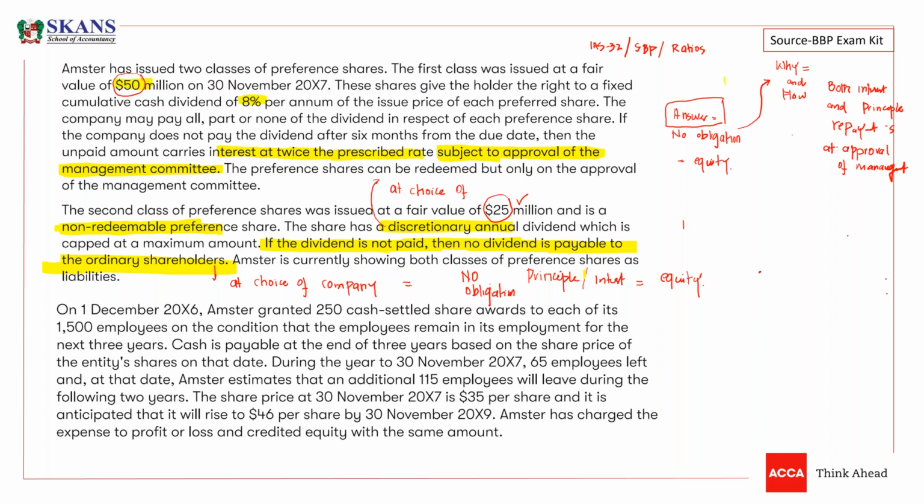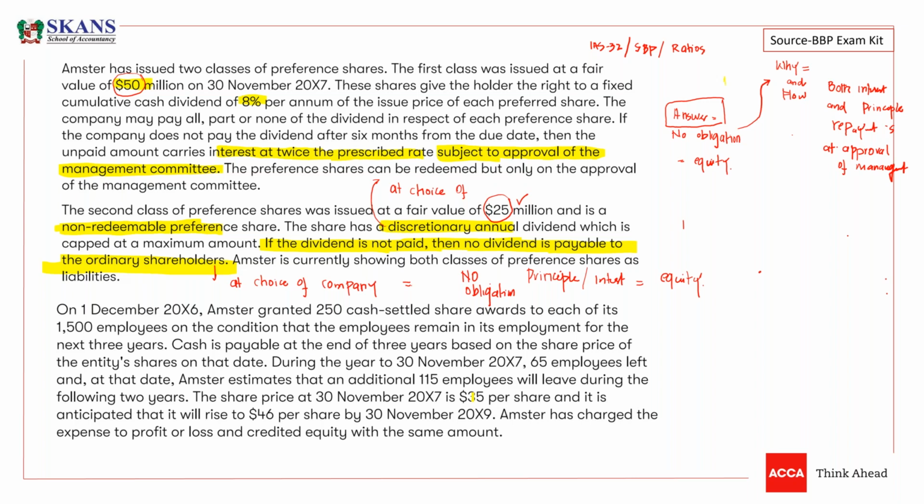Now, guys, they are saying Amster is currently showing both classes of preference share as liabilities. So the treatment according to Amster is they have treated them as a liability. Is it acceptable or not? You should write a line that this is not acceptable, because both of these preference shares should be classified as equity rather than liability. Why we are saying that preference shares are liabilities, we have already discussed. Why we are saying that preference shares are not liability, they are equity, we have already discussed this. So guys, this is what you need to write.